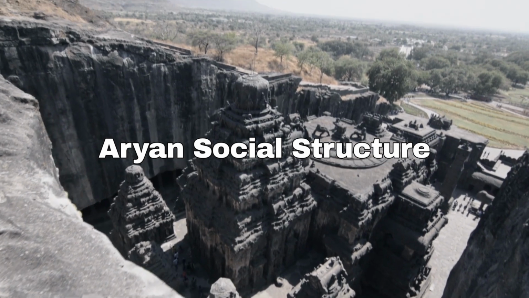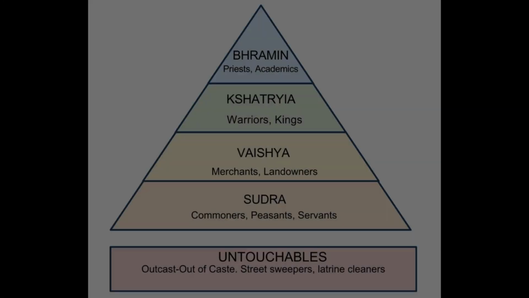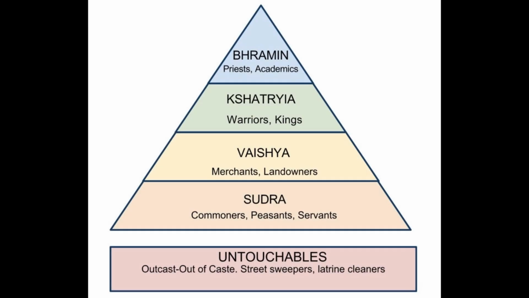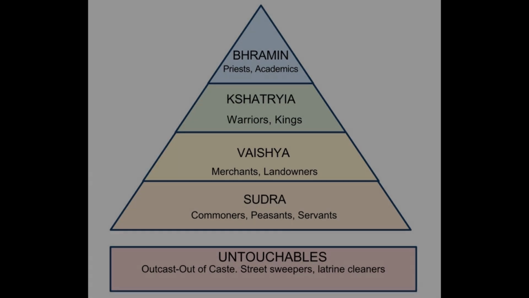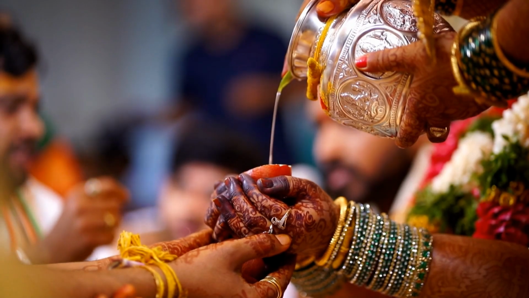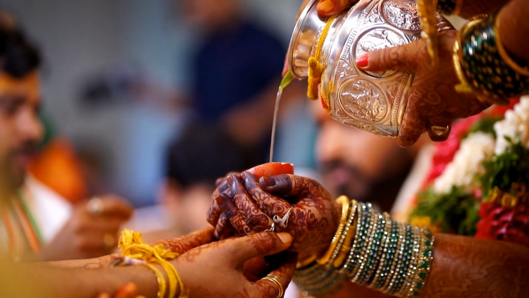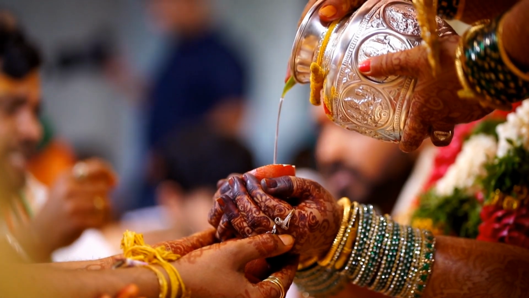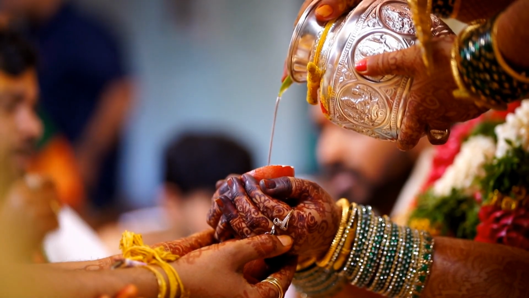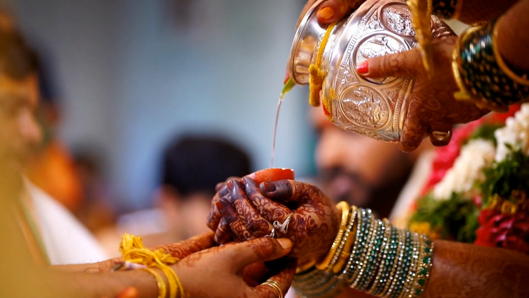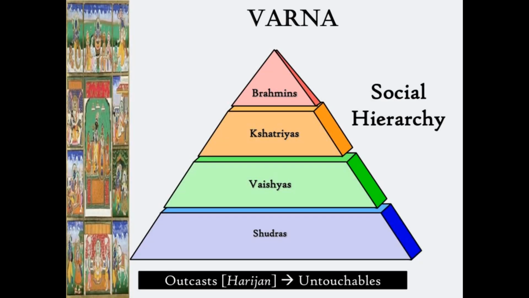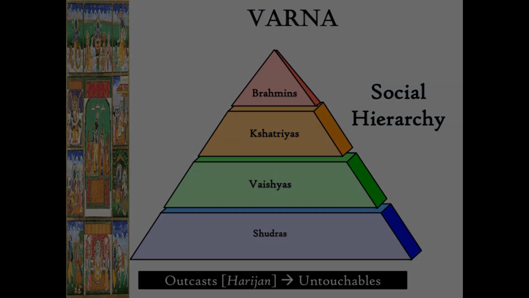Aryan social structure. Like many other ancient civilizations, ancient Aryan society was divided into social classes. A person's occupation determined his or her social class. This class system is associated with Hinduism. It became very elaborate and still influences life in India today. The major social classes were called castes: Brahmin, priests; Kshatriyas, rulers; Vaisyas, merchants; and Sudras, laborers.